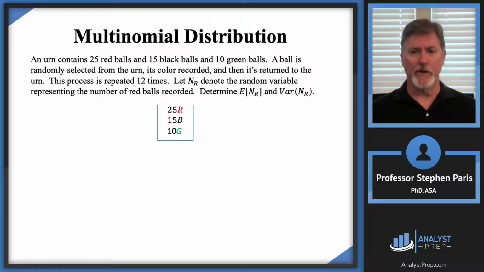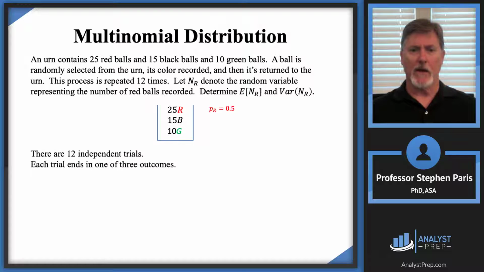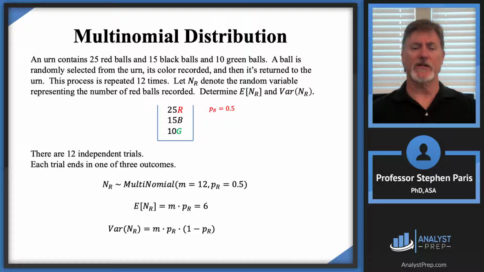So going back to our example, this is a multinomial distribution, and we're looking for the expected value and the variance. The random variable that we're talking about is the one that counts the number of red balls recorded. So I need the p sub r value of 0.5. We have this multinomial distribution with parameter m equal to 12, still 12 trials, and the probability of a red ball being selected is 0.5. So the expected number of red balls selected will be 12 times 0.5, or 6. And the variance of the random variable representing the number of red balls selected would be the m times p times 1 minus p calculation, with p being 0.5. Go through that calculation and you'll get a 3.